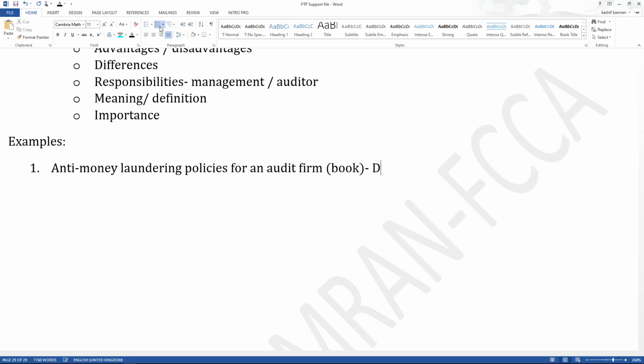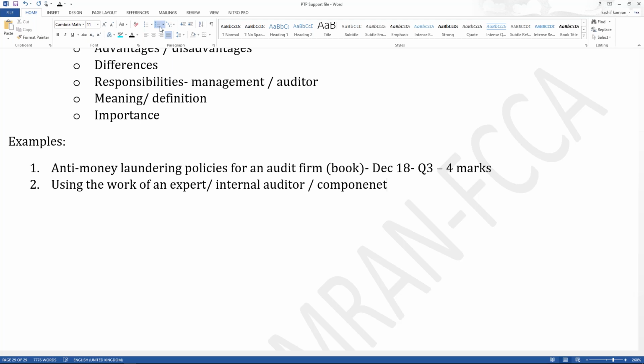Even in the December 18 paper, question number 3, there were, I think, 4 marks on the anti-money laundering policies, which need to be put directly. Then questions like using the work of an expert, using the work of an internal auditor, or using the work of a component auditor. I hope you know all of them. There are articles on component auditor, which I recommended today. There is an article on internal auditor, which I recommended today. There is no article on an expert.